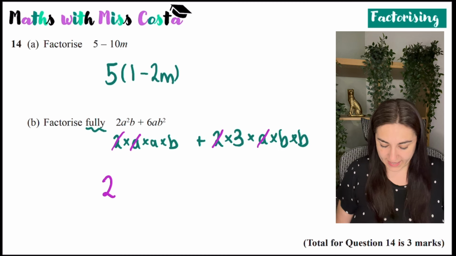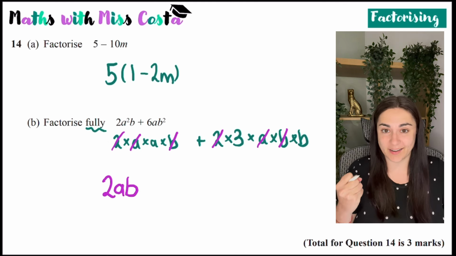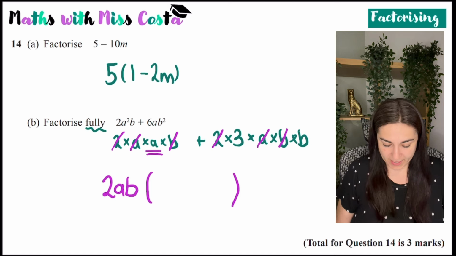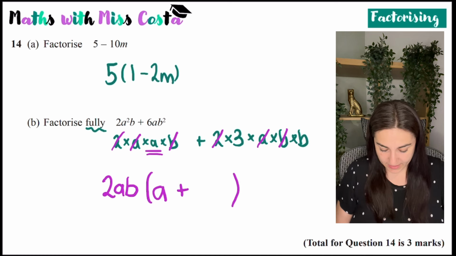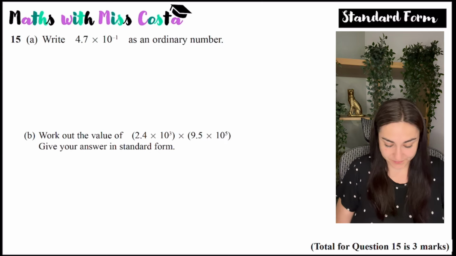Then I've got 1a in common, so that will go there. And then I've got 1b in common as well. So 2ab would be the largest factor that I can squeeze out and put outside the brackets. Then everything else I just leave. So here, 2ab multiplied by a would give me 2a squared b. And then what's remaining over here, I've got 3b. So that's how I do that.